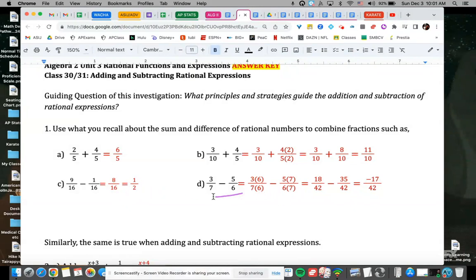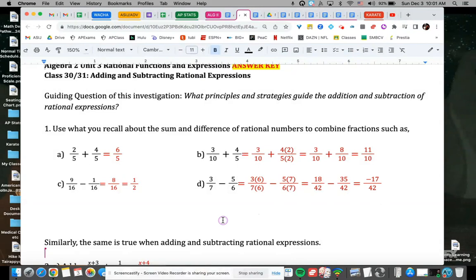And then this one, I need a common denominator. So I'm thinking, what's common between 7 and 6? Well, that's going to be a greatest common factor of 42. Well, it should be least common multiple, right, is what we're looking at. So then I multiply the left one by 6 over 6, the right one by 7 over 7. Again, same thing as before: it's not changing the value, just changing the form. And you see I get the common denominator of 42. That's the goal, right? Get a common denominator first. Then you can put things together. 18 minus 35 is negative 17, and you're done.